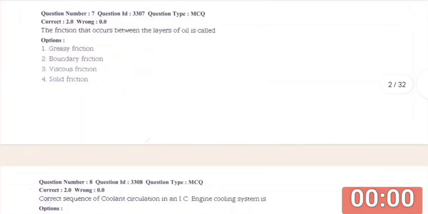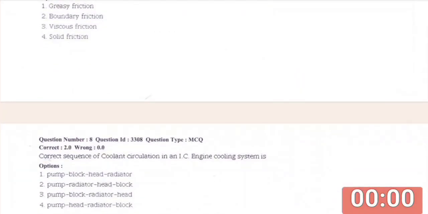Question number 8. Correct sequence of coolant circulation in an IC engine cooling system is: option 1, pump to block to head to radiator; option 2, pump to radiator to head to block; option 3, pump to block to radiator to head; option 4, pump to head to radiator to block. Answer is option 1, pump to block to head to radiator.